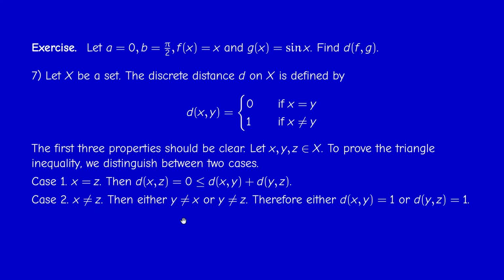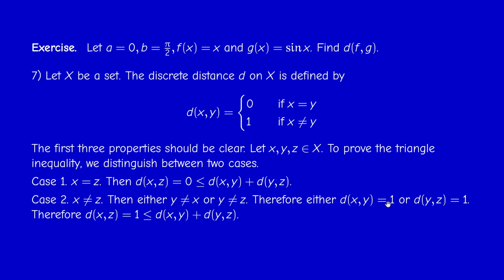Okay, and in this case, what happens? If Y is different from X, then the distance between X and Y is precisely 1, right? And if the second case happened, if Y is different from Z, then the distance between Y and Z is equal to 1. And therefore, we are done. The distance between X and Z is 1 because X is different from Z.